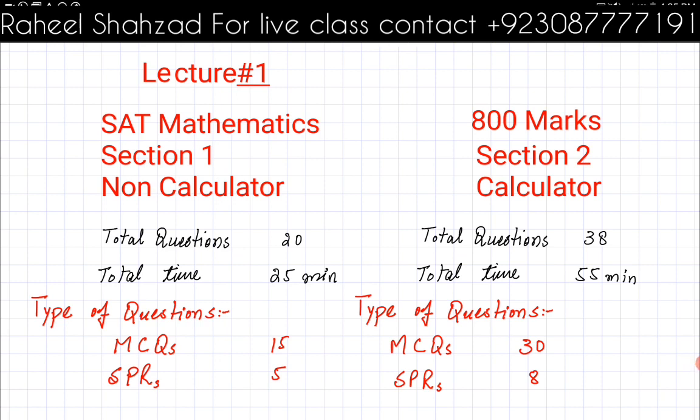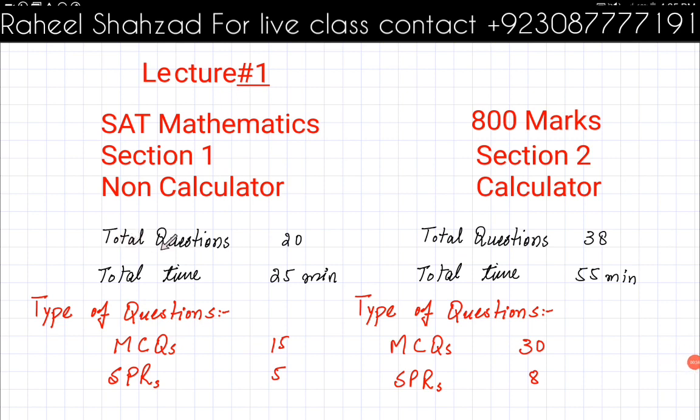Since it's the beginning, let's have the basics or structure of the exam, the structure of the paper, how it is going to be. Guys, the maths portion in the SAT exam is of 800 marks. There are two sections. Number one is the non-calculator portion and the second section is the calculator portion. In the non-calculator portion, we are not allowed to use calculators, but in the second one, we can use calculators, okay?